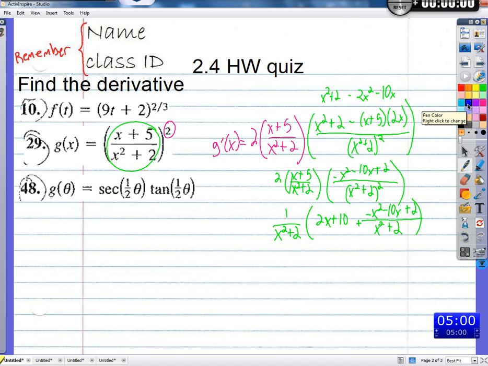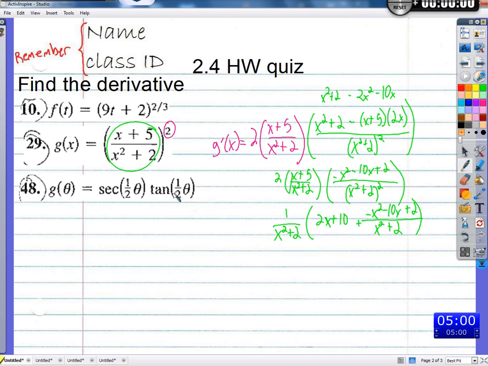Okay, so the big function overall is not a composition of functions. The big function, the thing at large here, is actually a product of functions, right? We've got a product of functions. Okay. So we're going to use the product rule. Then when we go to take the derivative of this, we're going to need to use the chain rule.